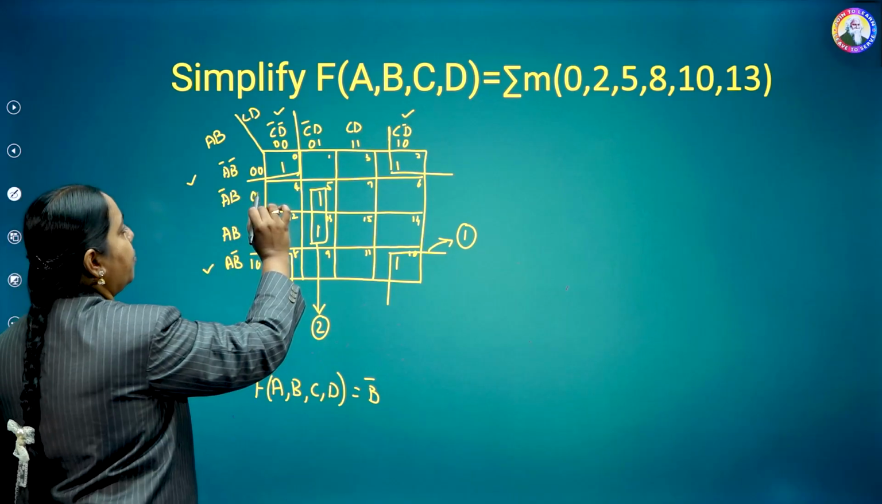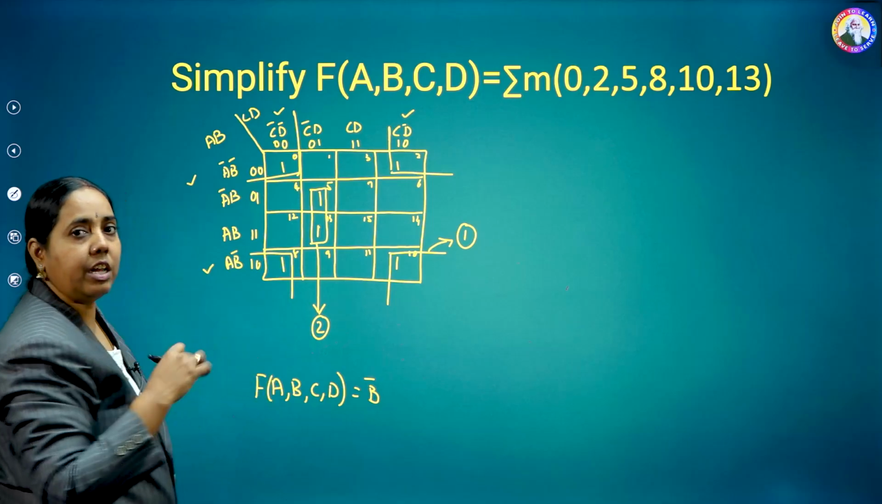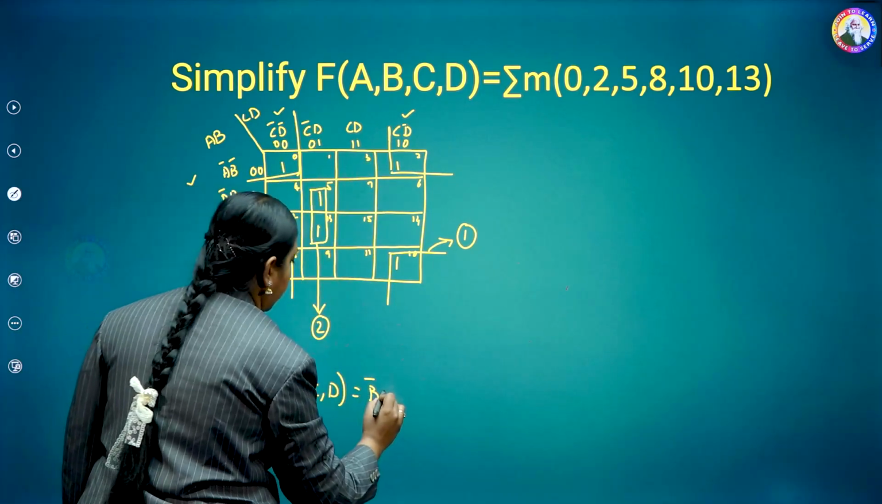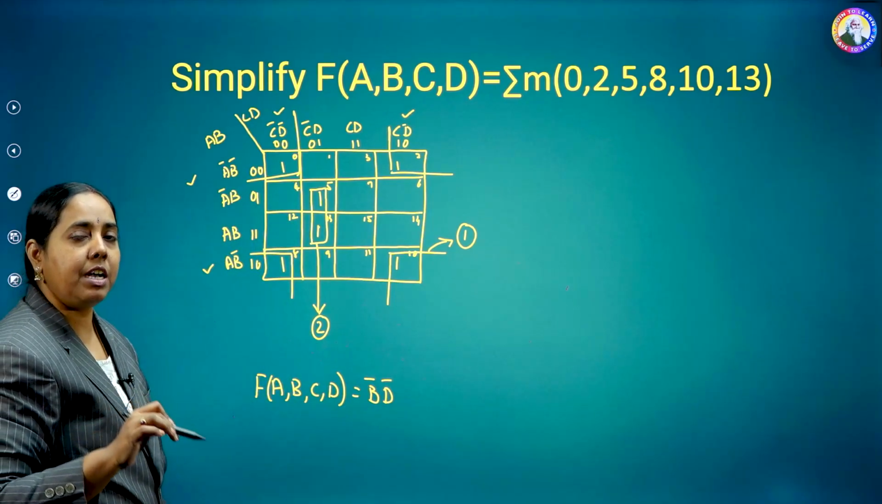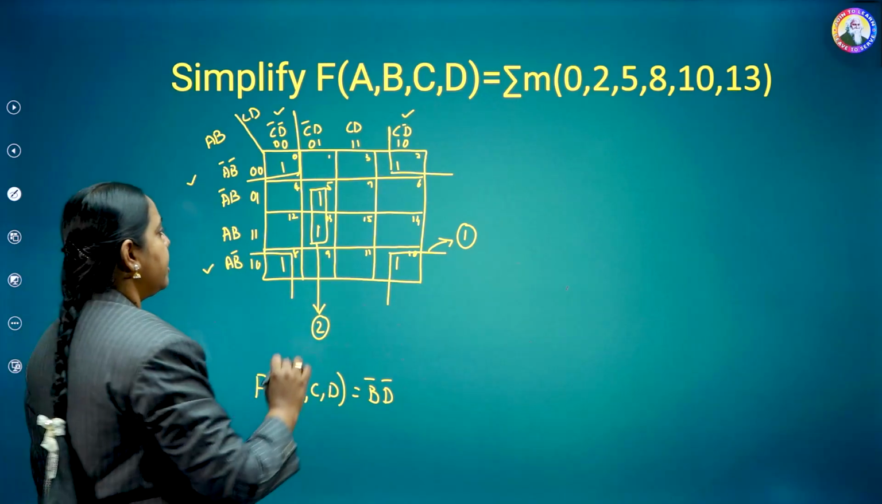Next, with respect to the vertical, c bar, d bar, c, d bar. So the differing variable is c bar, so the leftover is d bar. So b bar, d bar is the minimized term with respect to the 4 corner cells. Next is the second group.